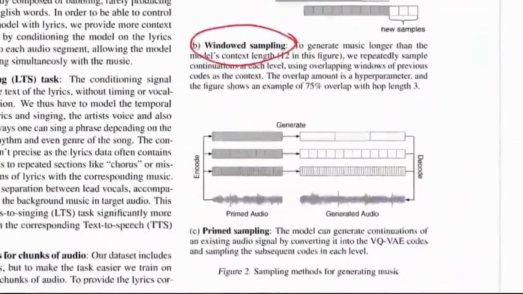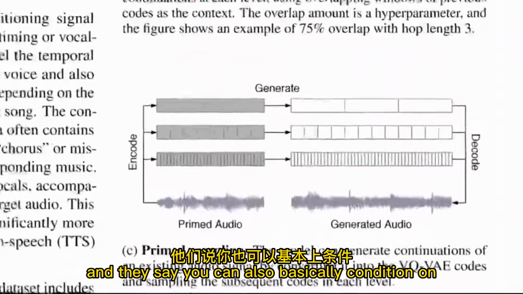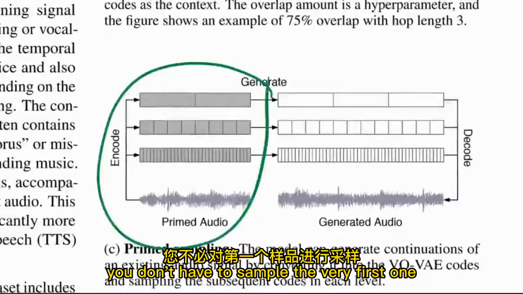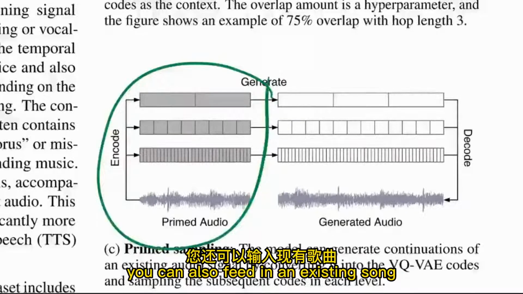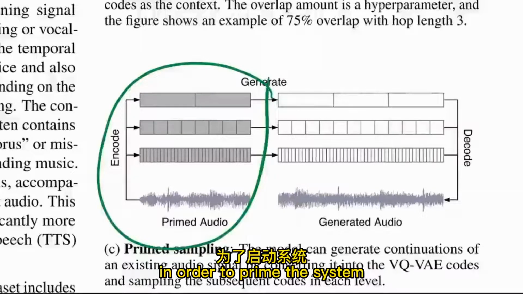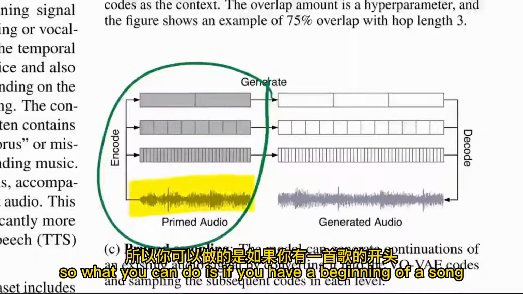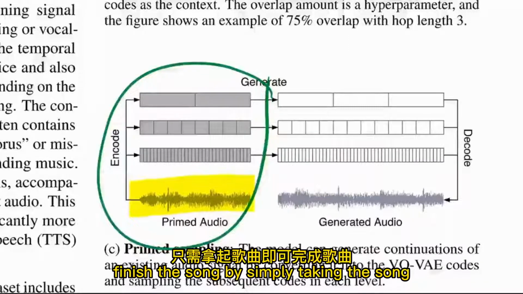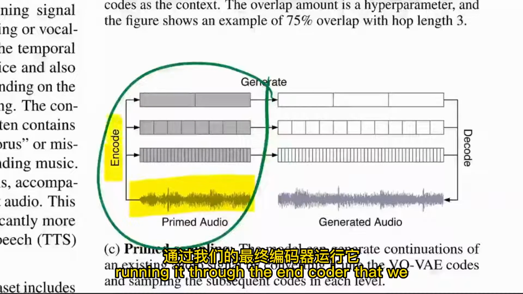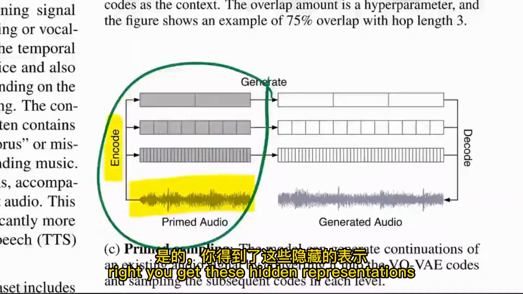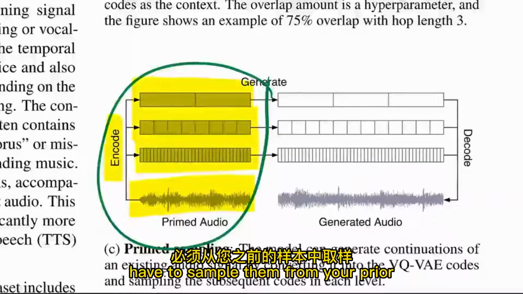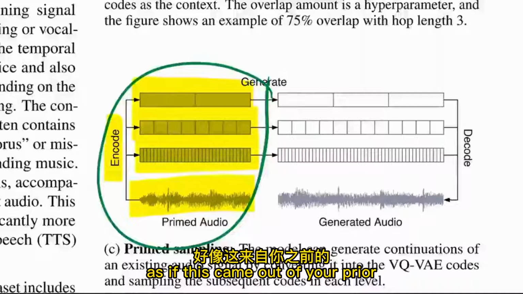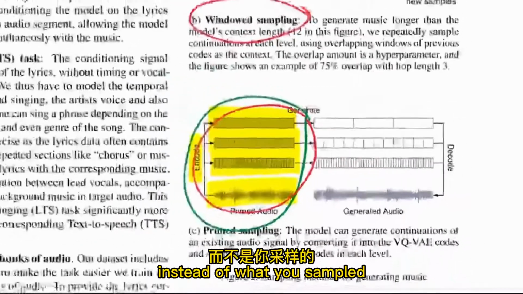All right. And they say you can also basically condition on, so you can feed in, you don't have to sample the very first one, you can also feed in an existing song in order to prime the system. So if you have a beginning of a song, then you can let the system finish the song by simply taking the song, running it through the encoder that we produced during training, right? You get these hidden representations, so you don't actually have to sample them from your prior, and then you run this generation process as if this came out of your prior instead of what you sampled.